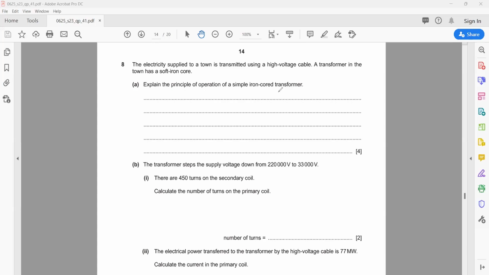Question number 8. They are talking about a transformer. You know the purpose of a transformer. A transformer is used to step down or step up the voltage.